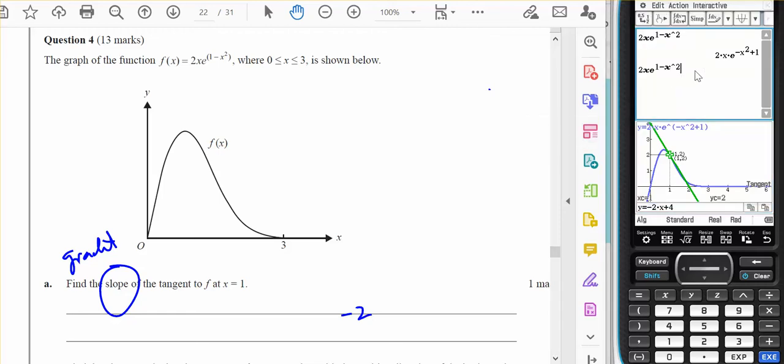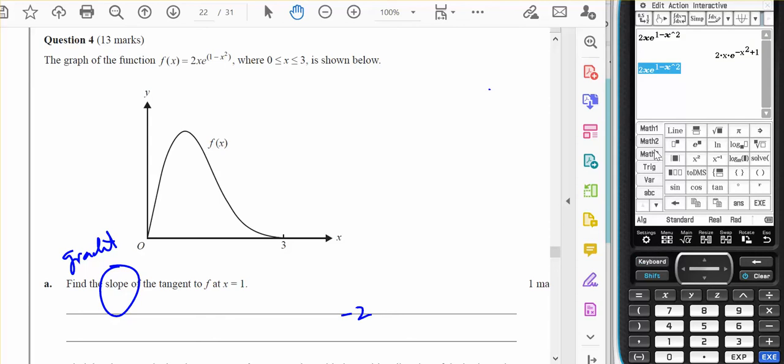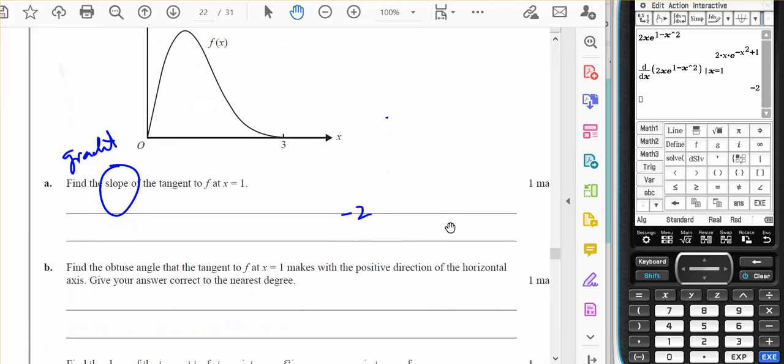Alternatively, I could take this and take its derivative, and make x equal 1, and I get an answer of negative 2. Either way, I get the same answer.